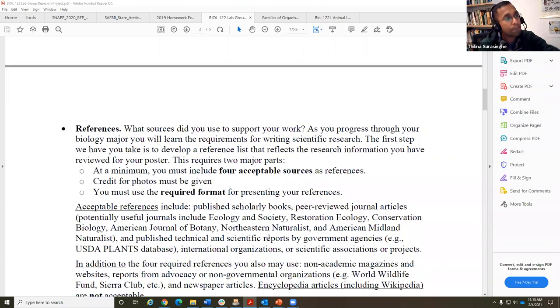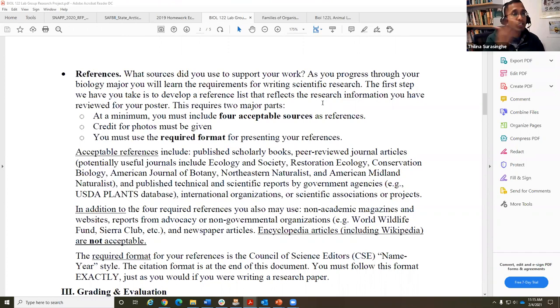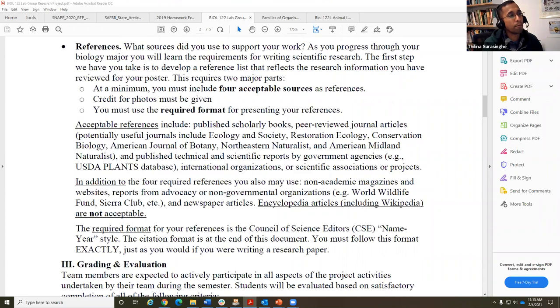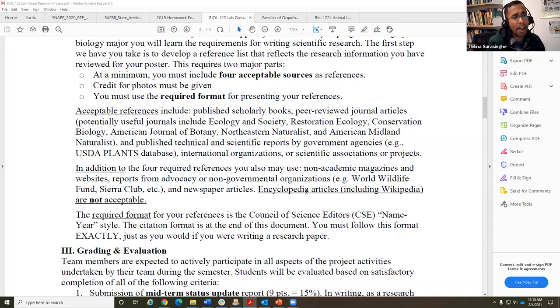And of course, you are doing a lot of research, researching information from the web, so you will have to have a certain set of references. We have acceptable references, not a whole lot. We require 4 acceptable references, and any additional references can also be added. What should not be used is things like Wikipedia. It is not acceptable as either a required or an additional reference.